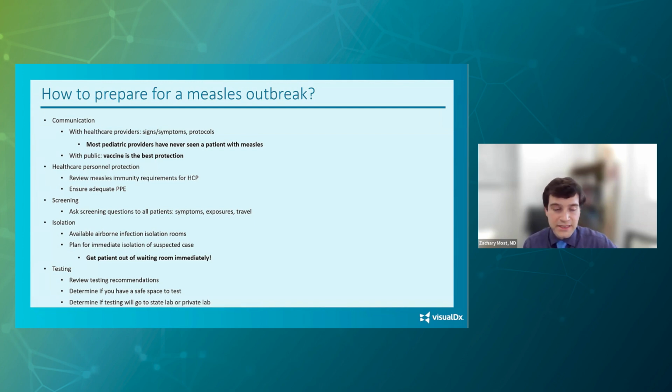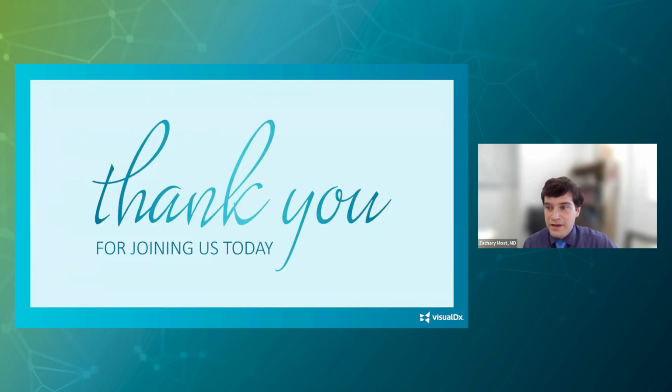And for testing, review what the testing recommendations are, determine if you have a safe space to do the testing, and make sure you have the supplies for testing and where you're going to send the testing. You might go to a public health lab. There are lots of commercial labs now that do measles PCR testing. So, come up with a plan, make sure you're talking with your lab on where the testing is going to go. So that's the end of the slides that I have for today's presentation.